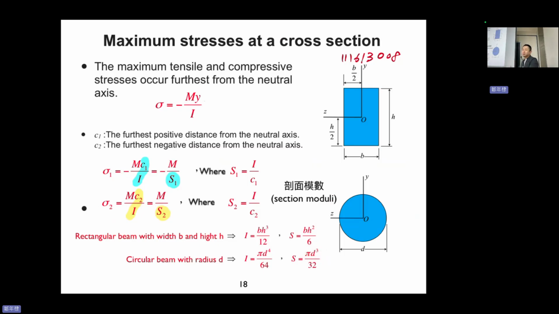For a circular section with diameter d, S will be pi d cubed over 32. So basically, for the circular cross section, your C1 is here, the C2 is here. Very easy. C1 equals positive R, and C2 equals minus R. That's it.